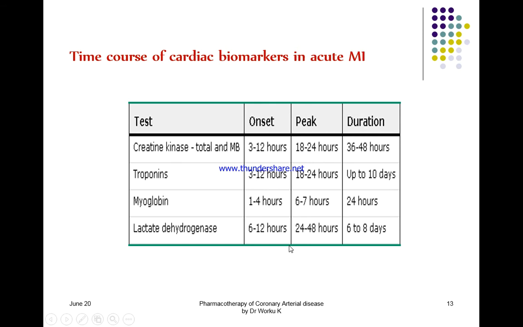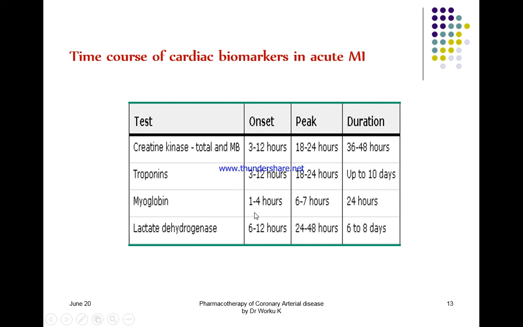The timing of cardiac biomarker elevation matters. Here, for example, creatine kinase will have an onset similar to troponin, about 3 to 12 hours. The peak for total creatine kinase is about 1 day, almost similar to the troponins. The difference here is that creatine kinase will return to normal within 2 days, but troponins will stay for about 10 days, even up to 14 days. That's very important in following the patient.